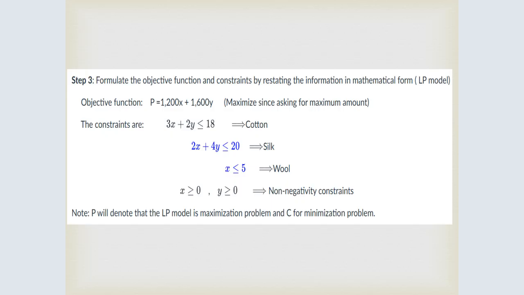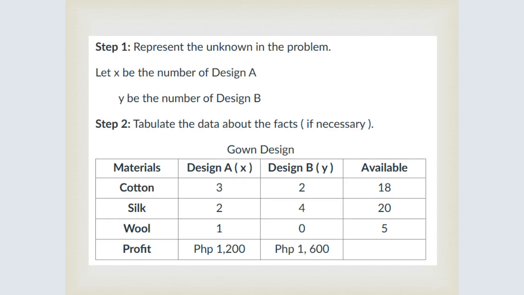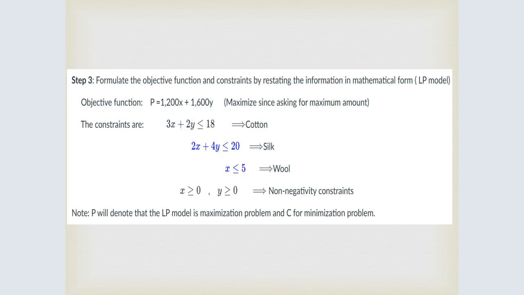Okay, so the next is that we have to formulate the objective function. Since we are asked to maximize, our objective function is letter P, which is equal to 1,200x plus 1,600y. So for the constraints, we're going to take on the row. For row 1, we have 3, 2, 18. So it means 3x plus 2y should be less than or equal to 18.